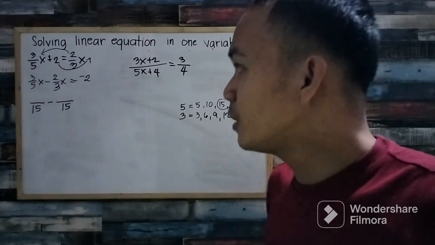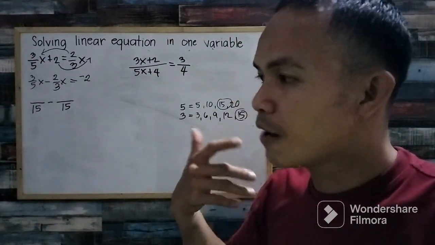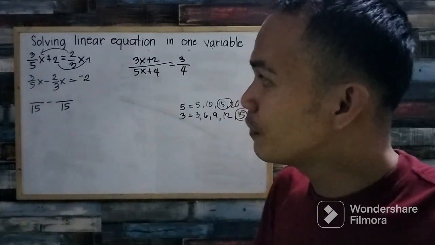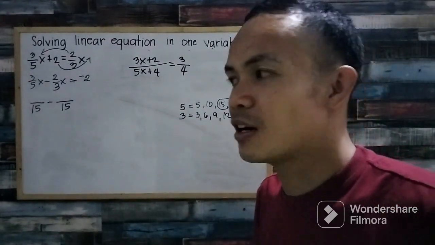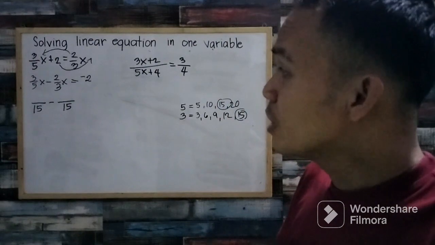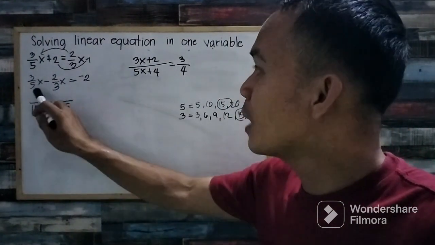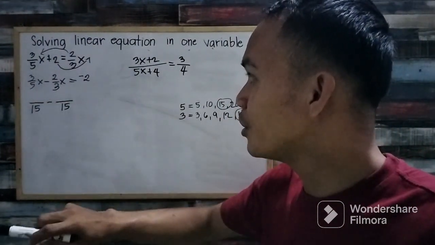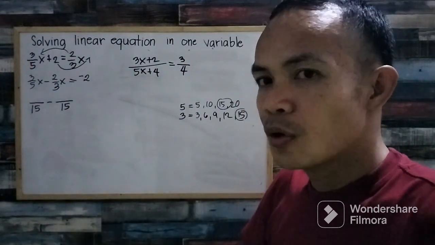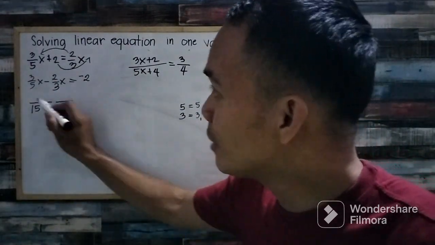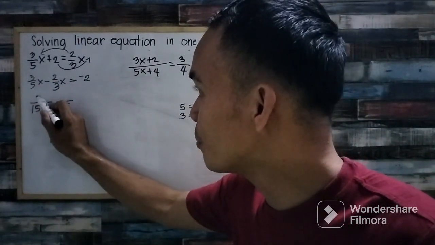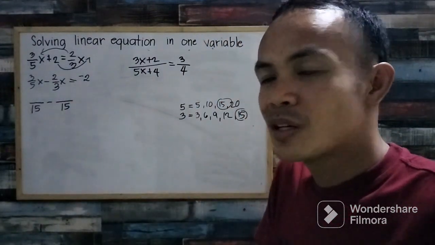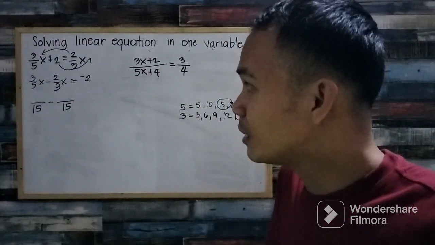So here we have that 15. Of course, we have to change the 3 over 5 and 2 over 3 into similar fractions. So how do we do that? We have to find the value in our numerator. We do not just copy the numerators 3 and 2. That's wrong. What do we do here?